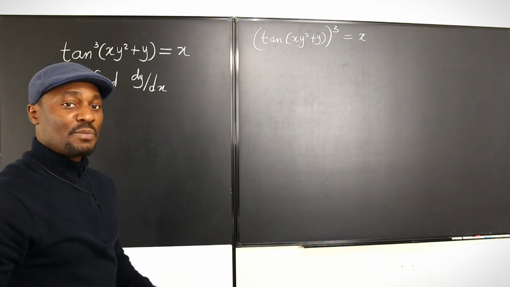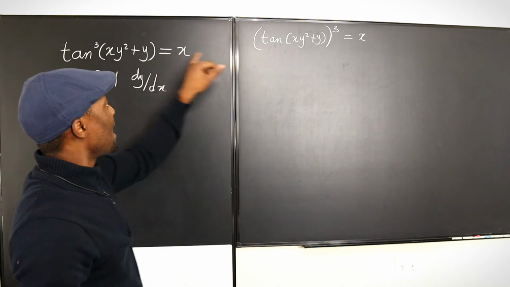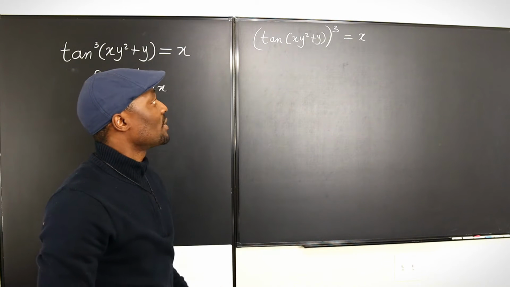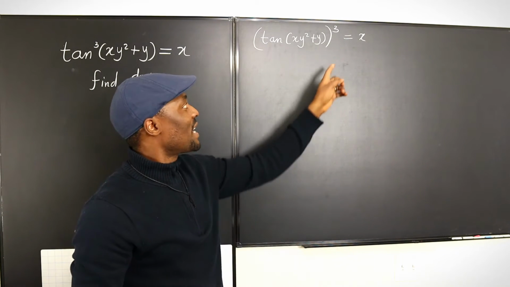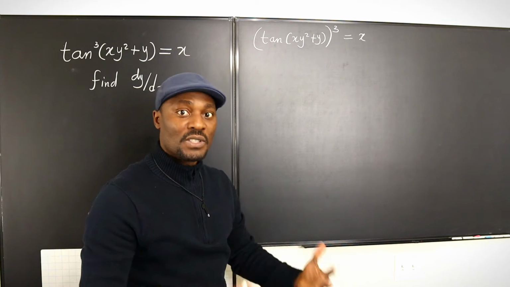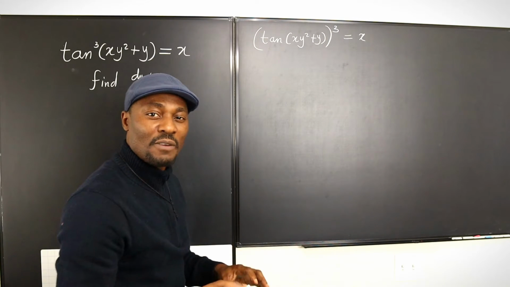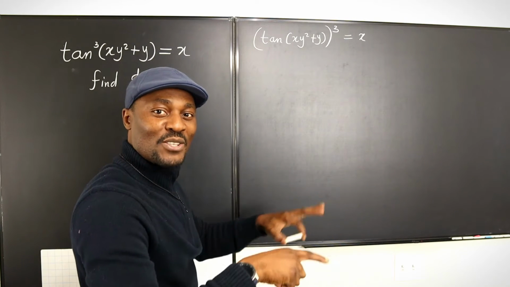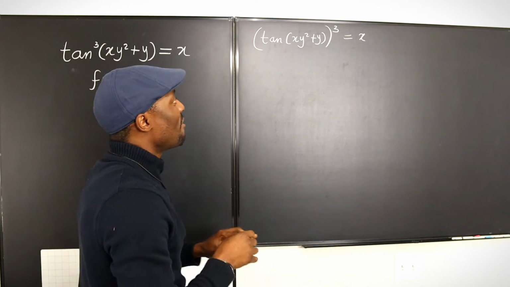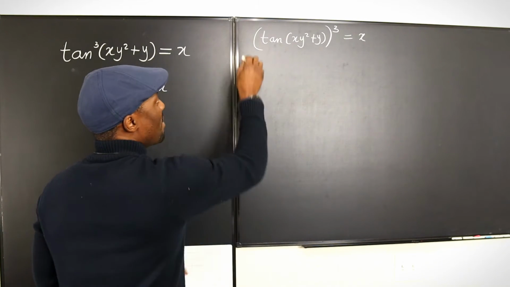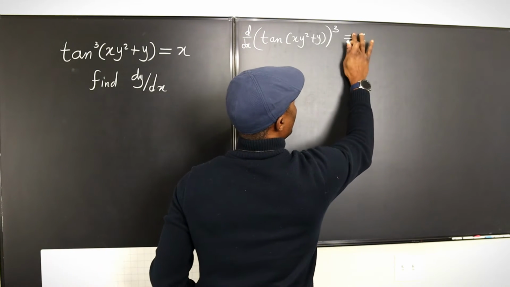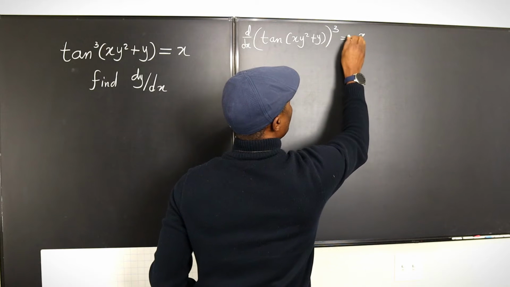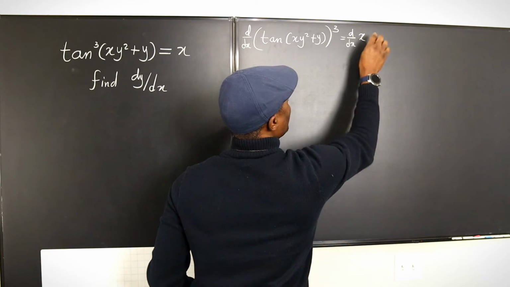You see, if this expression is written like this, instead of saying tan cubed of (xy² + y), then you can see now that you can actually bring this down when you do your first differentiation. So there's a ton of chains of differentiation we're going to do. So let's begin by differentiating both sides. Remember, the first step is you're differentiating both sides, and then you differentiate this, d/dx of this side.